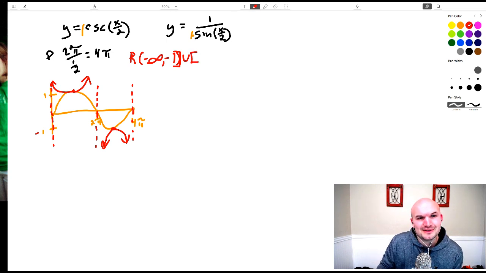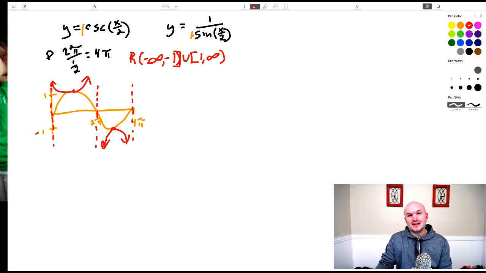And then over here, I'm going to go from 1 to infinity. And that's going to be the range of that graph. I'm sorry, this is question number 11. As far as finding the asymptotes, this one can get some people mixed up.